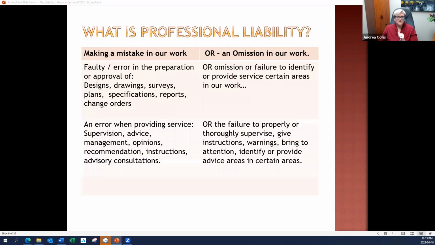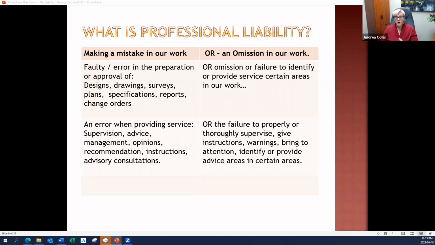All right. So what therefore is professional liability? Well, clearly it's making a mistake in performing your actual work or service, but it can also be the failure to render your work, complete your work, or simply omit doing a piece of your work. So again, this is quite broad when we talk about it.